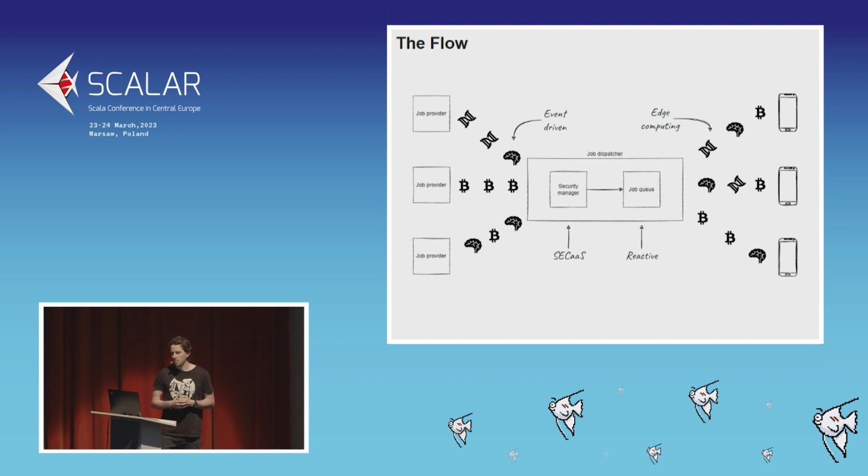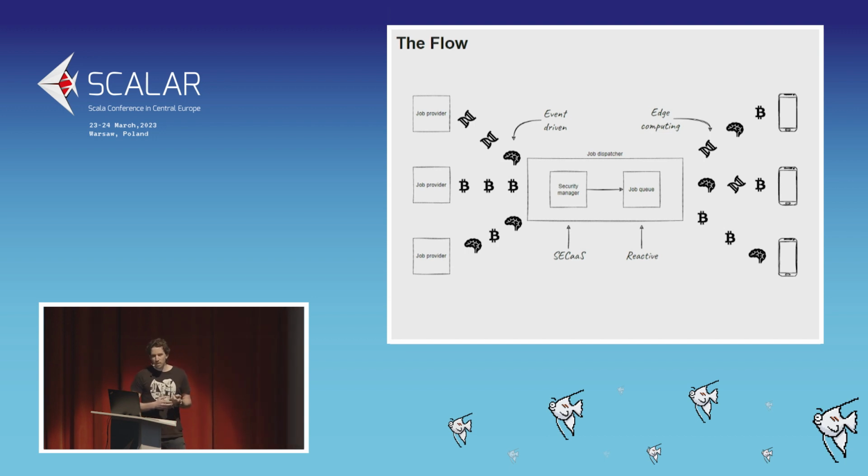And this all goes through our system. But because we're going to be running arbitrary jobs on our client devices, we take security very seriously. So we have this security manager, which after clearing only the secure jobs, sends them to a queue. It's all reactive. And then we send it off to our clients, which is kind of edge computing, so more buzzwords, and we can be happy.